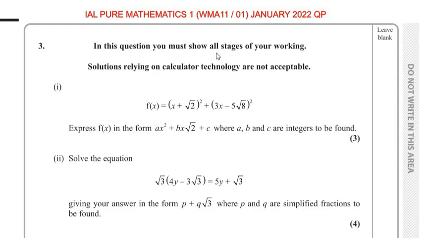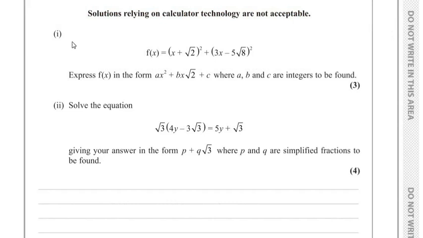In this question, you must show all stages of your working, and solutions relying on calculator technology are not acceptable. That means we have to show them all the steps thoroughly. So let us start with the first one. You can see they have given an expression over here, and they want us to express the f of x in the form ax square plus bx root 2 plus c, where a, b and c are integers to be found. This question can come also under the quadratic chapter, that is chapter 2 from Pure Mathematics 1. But here we can relate it to algebraic expressions as well, because you can see there is a radical involved. So they want us to get it in this form.